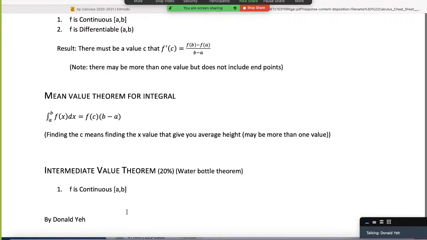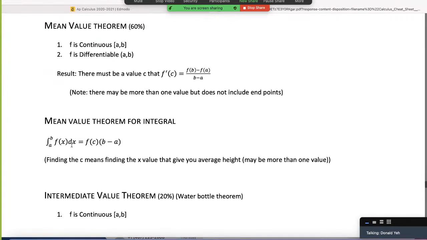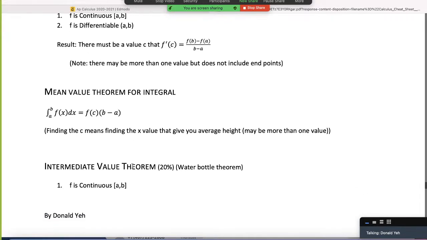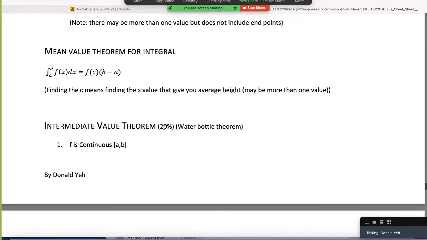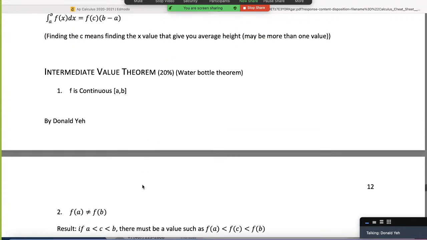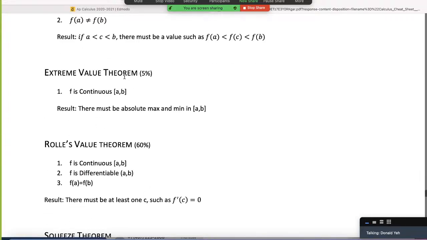that this is wrong. Okay, so mean value theorem for integrals. This one usually never tests, but it's still possible. You just have to find the x value where the average height, average value, the rate of change happens. So this one is very rarely tested. But intermediate value theorem, I'm gonna increase from 20% to maybe 50%. 50% of the time they're gonna ask you intermediate value theorem. And 5% of the time they ask you extreme value theorem.